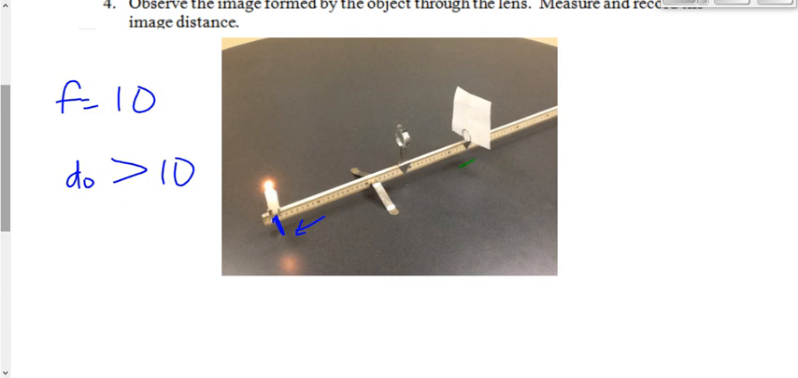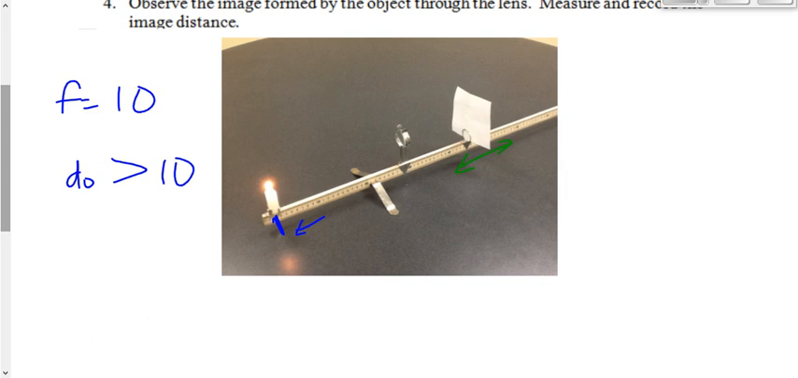Move the card back and forth in order to see where it needs to be in order to get a good, sharp, focused image of that flame on that card. Keep doing it. Do it like 10 times until you get one focal point, 10 different object distances, and 10 corresponding image distances.